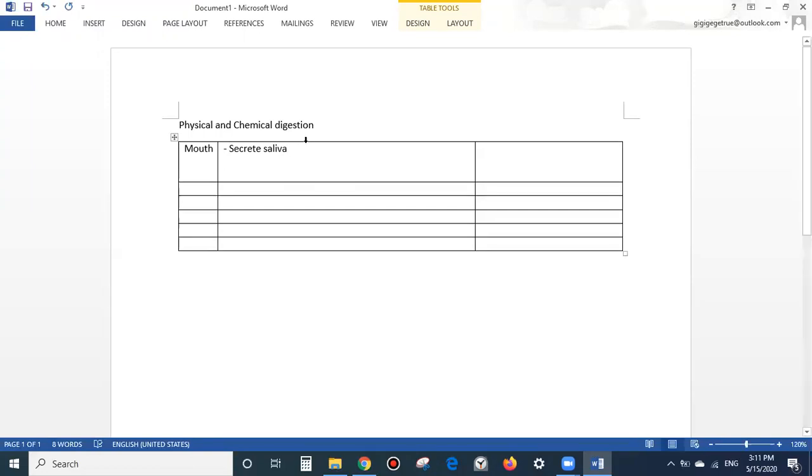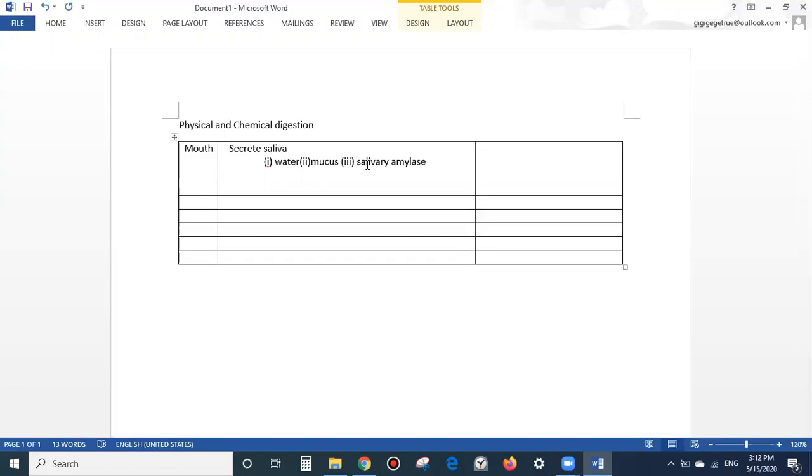And then saliva contains 3 components. The components inside saliva would be number 1, water, number 2, mucus, and number 3, an enzyme called salivary amylase. So the pH in the mouth is 7.